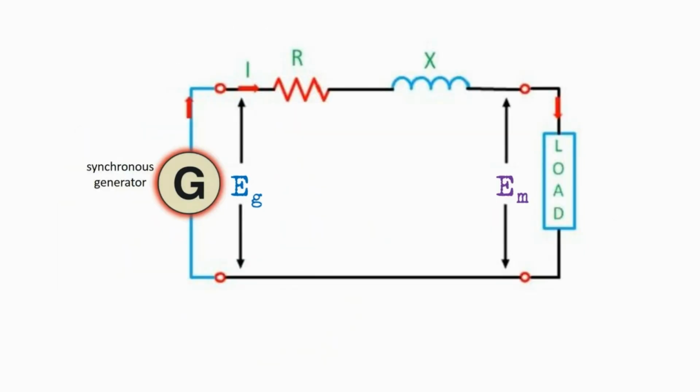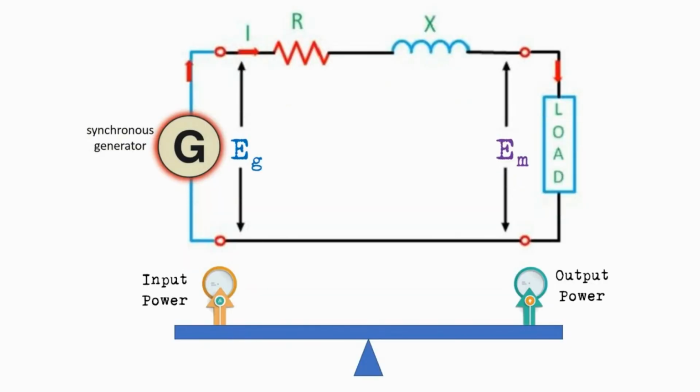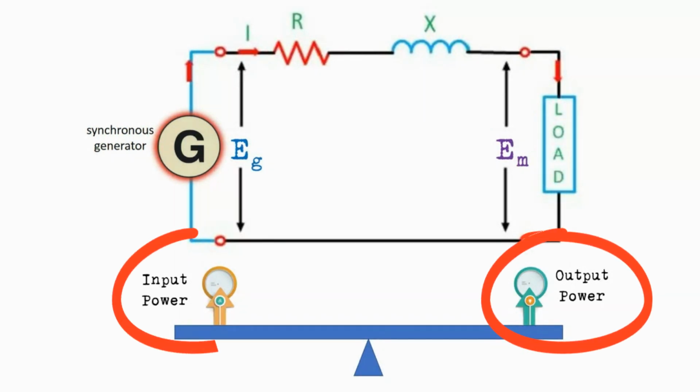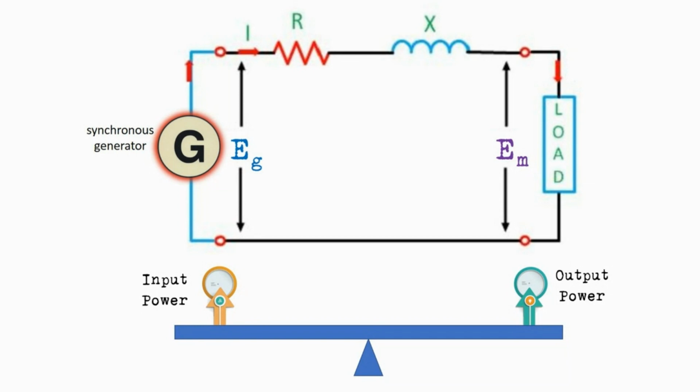Now this generator will be supplying a load through a transmission line, a cable, a conductor, which has both resistance and inductance. If I can keep balance between the load side, the output power, and the generation side, the input power, then the system is said to be stable. The system is in equilibrium. This electrical system is always changing. The load is mostly changing, increasing or decreasing. The generator side, the control system or the power system, has to monitor this and control the balance between the two. If some disturbance happens, the system shall regain the stability condition.